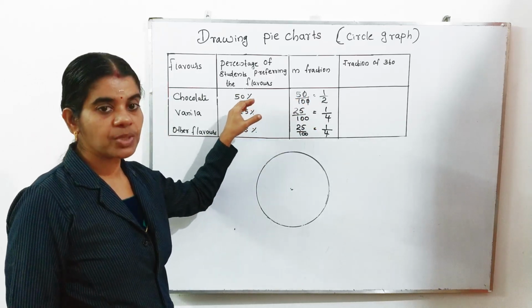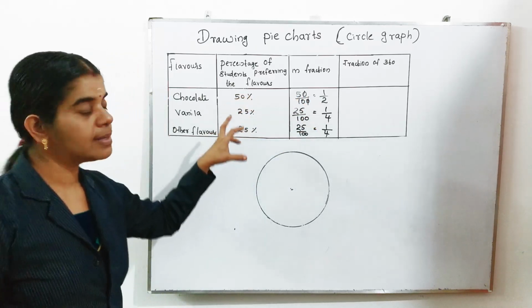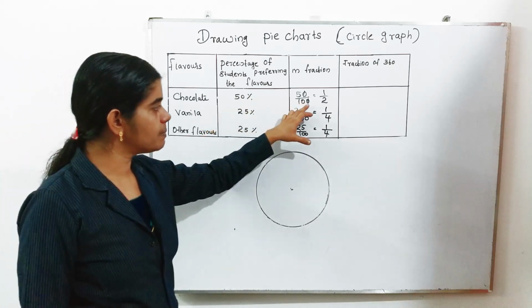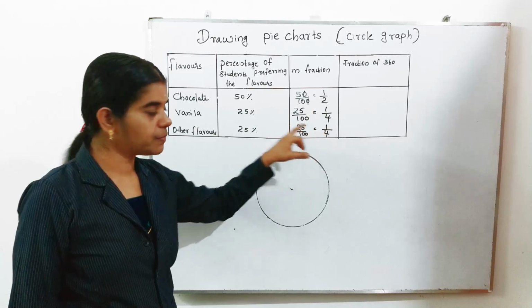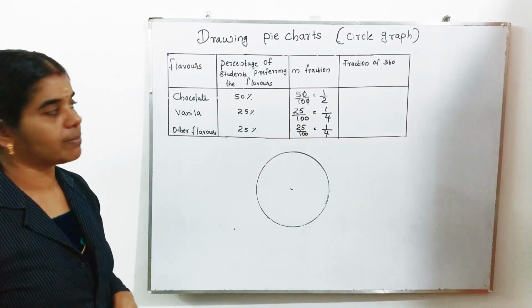50% means 50 by total percentage, we are considering 100. So 50% by 100% is equal to 1 by 2. 25 by 100 means 1 by 4. The next also 1 by 4.